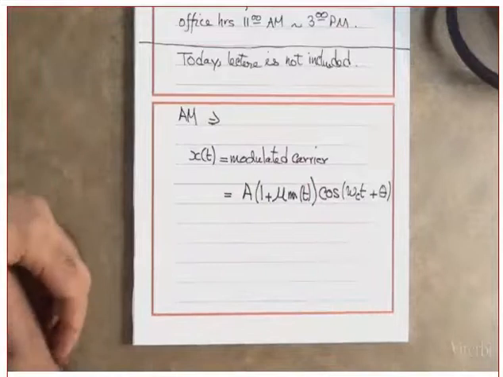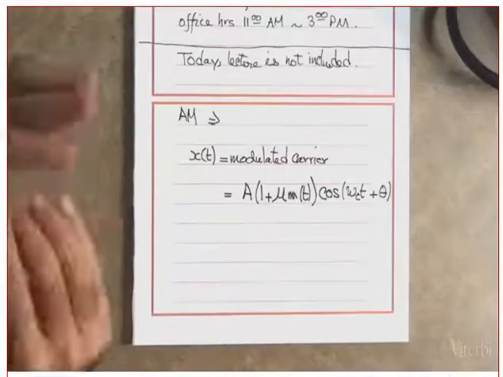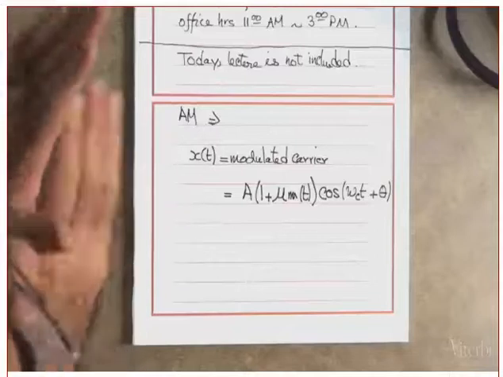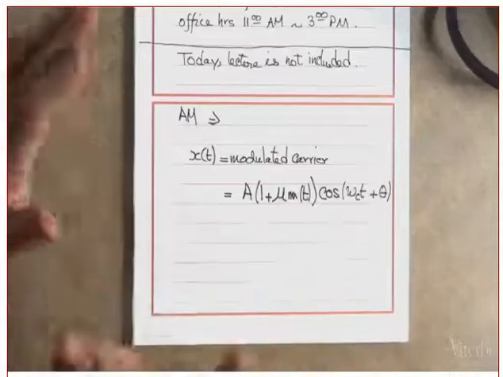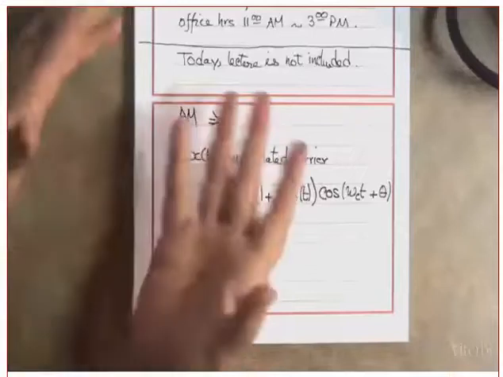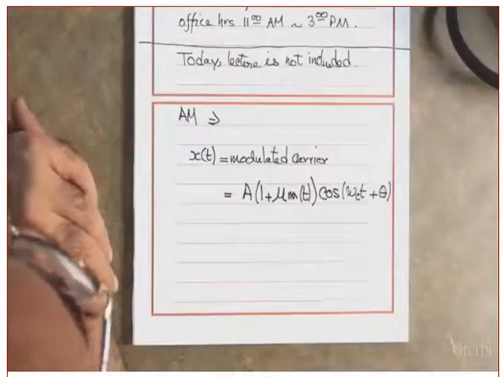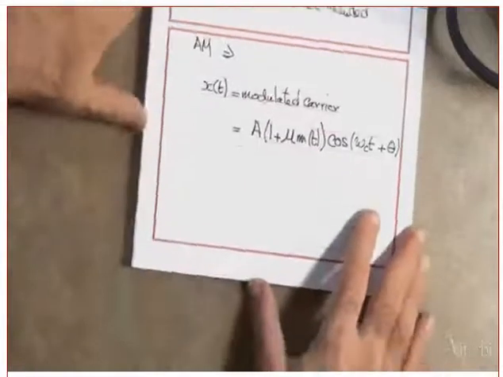Question: how much was the power of the carrier signal? Just the carrier signal, not the modulated carrier. How much was it? It's A squared over 2. That's the average power of a carrier signal. Did you get my point or not? Yes or no? Okay.